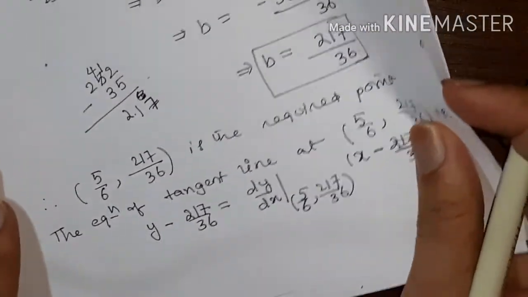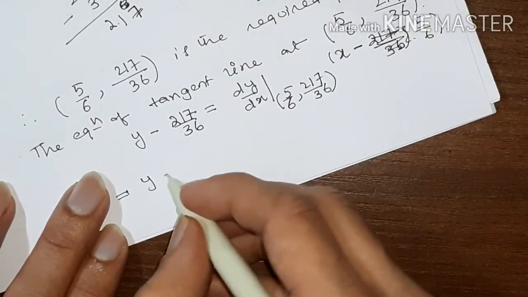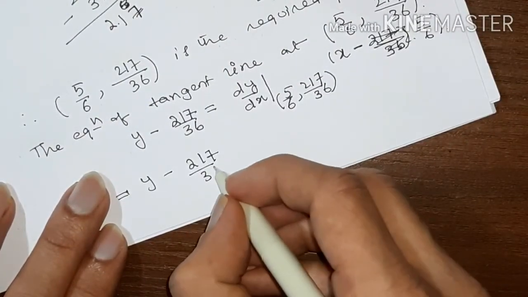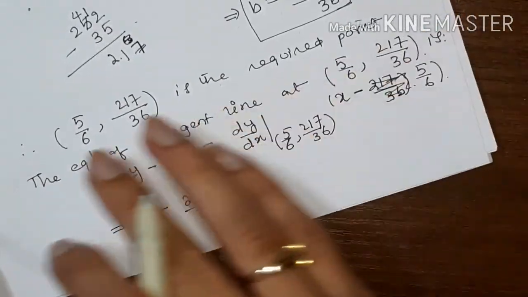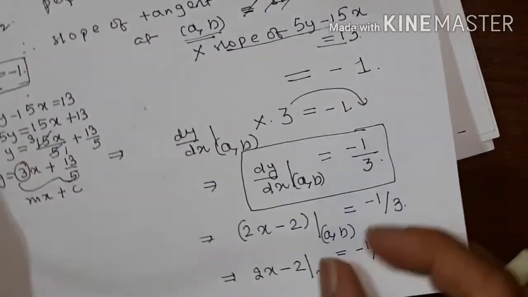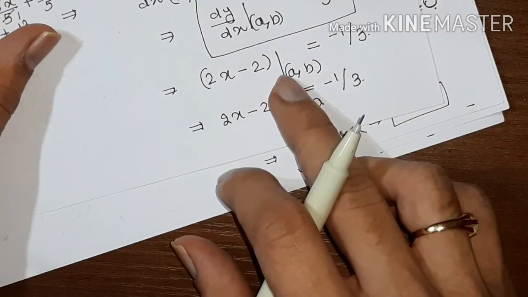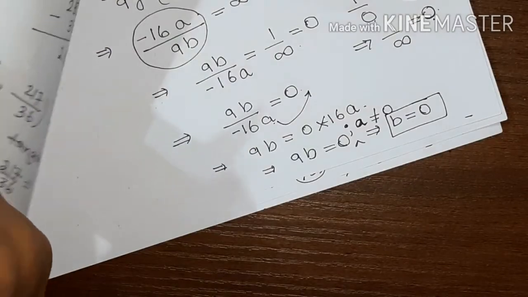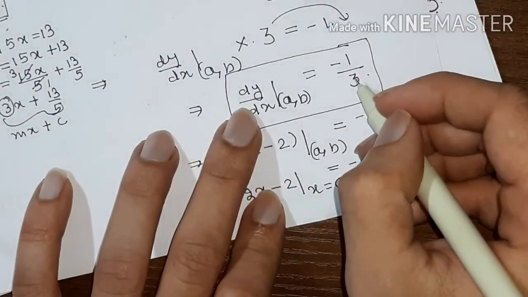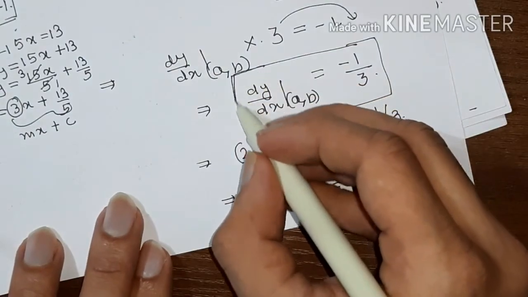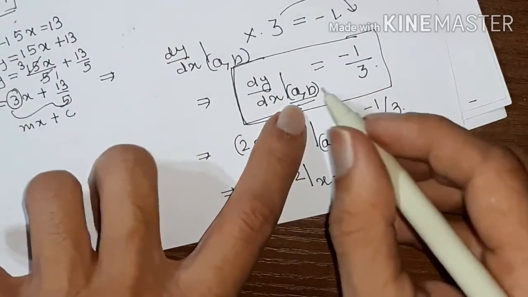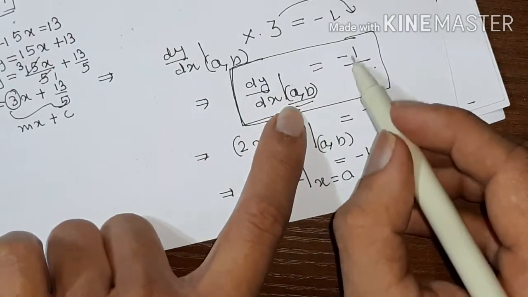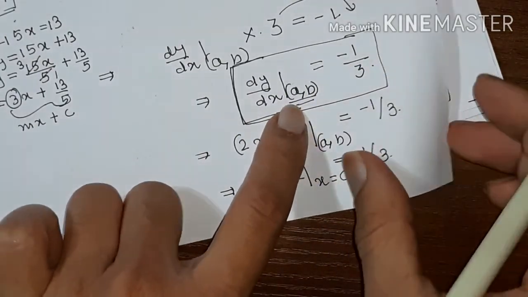So we get y minus 217 divided by 36 equal to the slope. The slope dy by dx at the point (a, b), which is (5 by 6, 217 by 36), is equal to minus 1 by 3. We had not found this point earlier, but the slope at that point is minus 1 by 3.